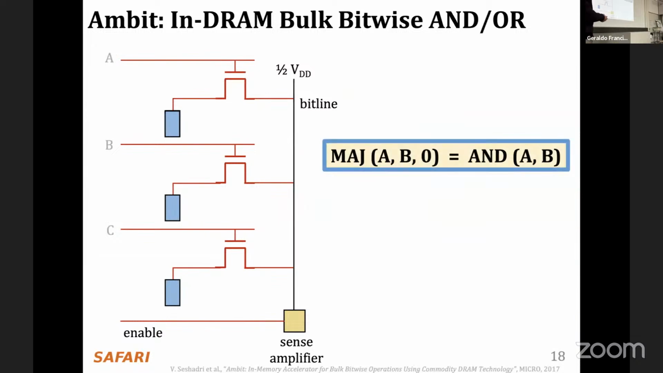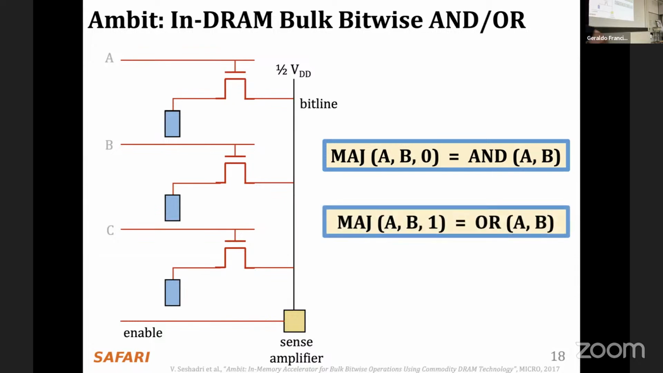So by controlling one of the DRAM rows, we can implement either an OR operation or an AND operation. If you set one of the inputs of a majority to 0, this is equivalent to doing AND of A and B. And if you set one of the majority inputs to 1, this is equivalent to doing OR of A and B.